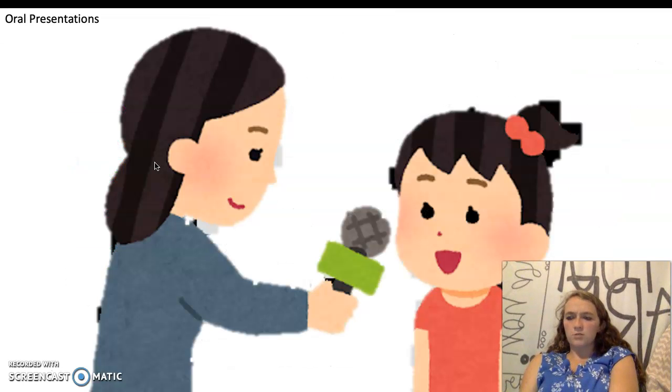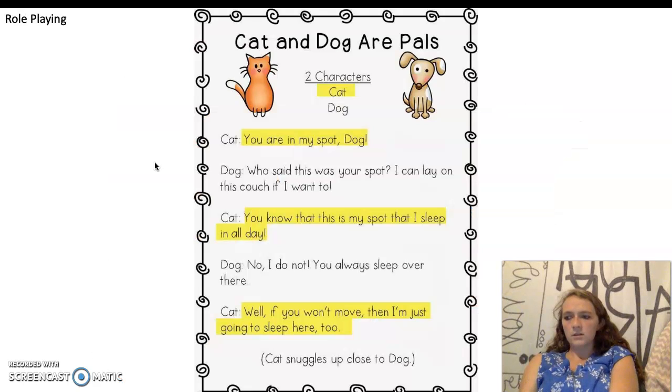Oral presentations can include role-playing, interviews, oral reports, and summarizing parts of a story. When grading these, it would be best to use a checklist so you can look at specific skills, such as pronunciation, volume, pace, and also content knowledge.